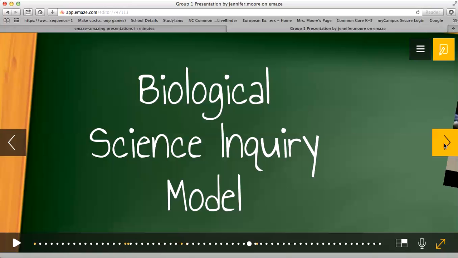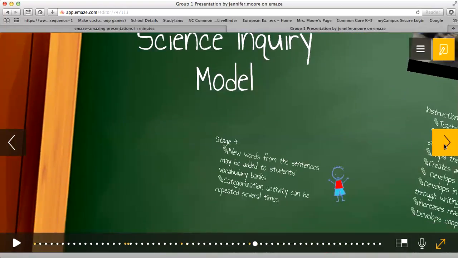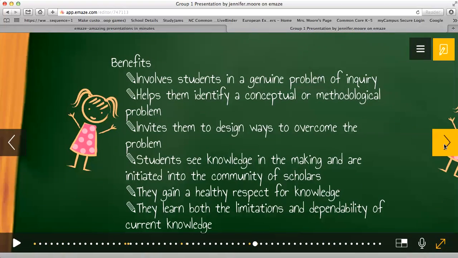The next model is the biological science inquiry model. The benefits of this model: it involves students in a genuine problem of inquiry, helps them identify a conceptual or methodological problem, and invites them to design ways to overcome the problem. Students see knowledge in the making and are initiated into the community of scholars. They gain a healthy respect for knowledge. They learn both the limitations and dependability of current knowledge.